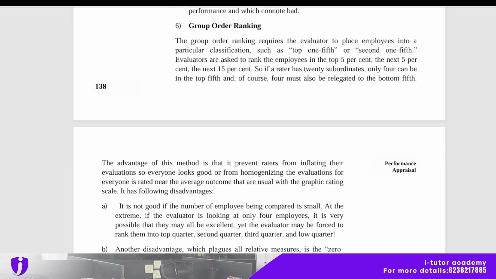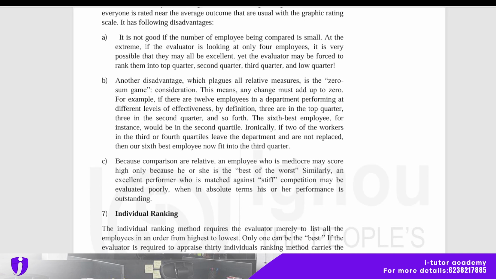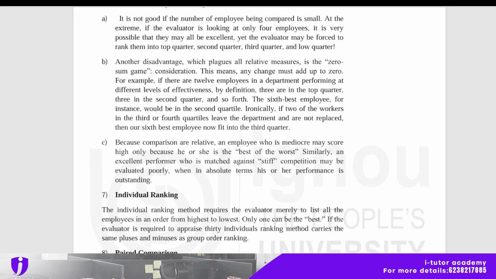And it has the following disadvantages also. It is not good if the number of employees being compared is small. At the extreme, if the evaluator is looking at only 4 employees, it is very possible that they may all be excellent. Yet the evaluator may be forced to rank them into top quarter, second quarter, third quarter, and low quarter. Second, another disadvantage which plagues all relative measures is the zero sum game consideration.